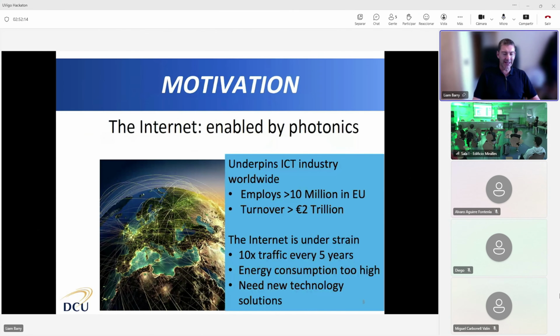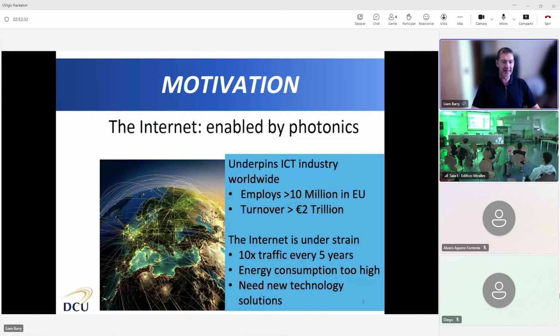So, the internet, it's important to know, has totally revolutionized the way everybody works, the way everybody lives, the way everybody interacts over the last probably 2 to 3 decades. And the whole ICT, which is what we call information and communications technology, is a massive industry. And it's totally dependent on the internet.